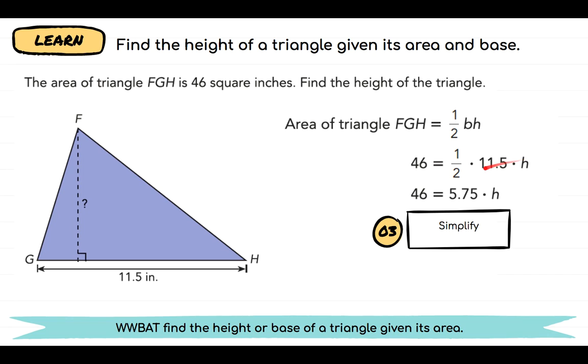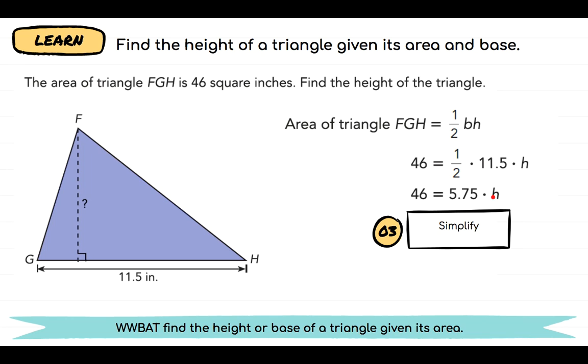And then you're going to simplify because you can cross off 11.5 and 2. You can divide them by 2. So 11.5 divided by 2 is 5 and 75 hundredths. H is still the same.